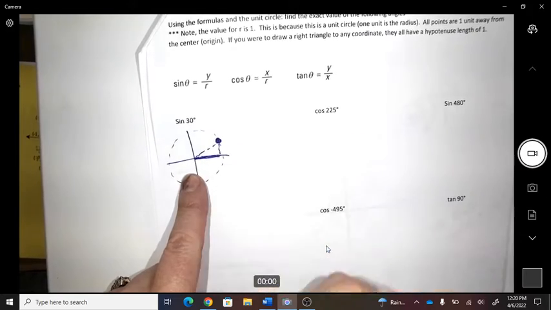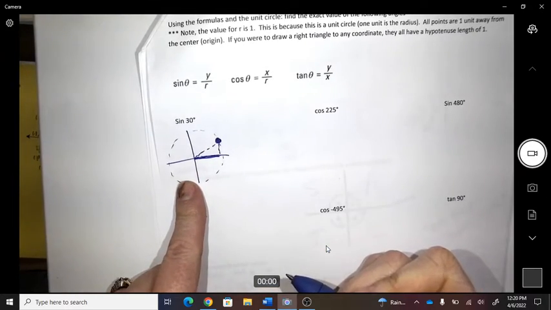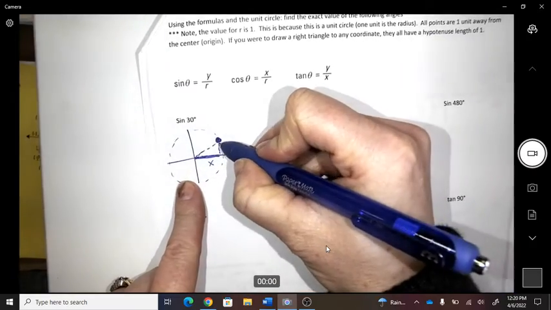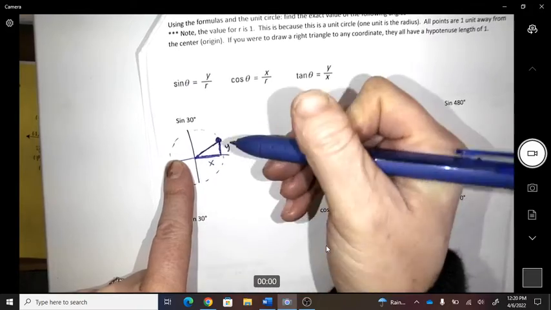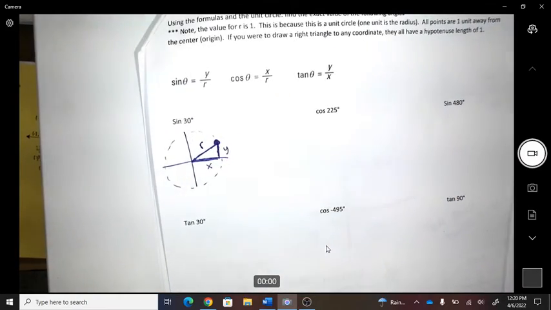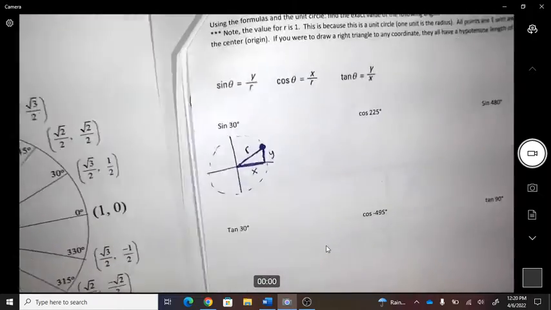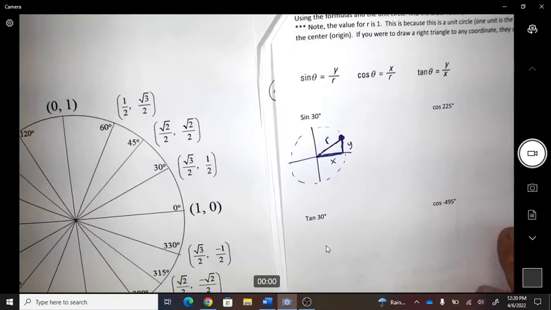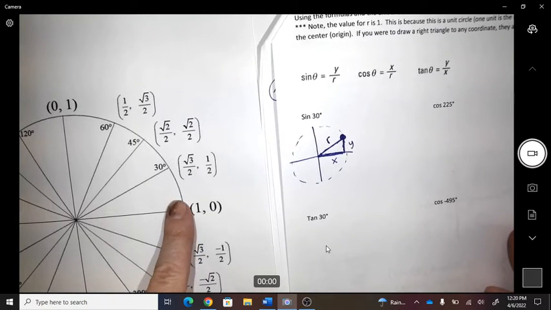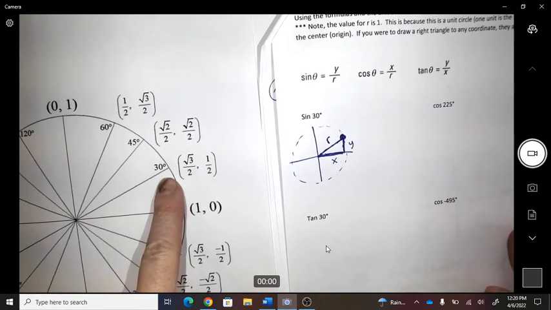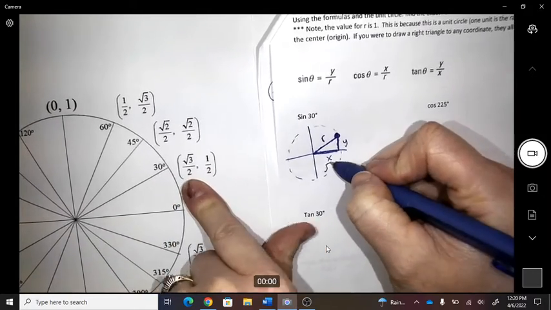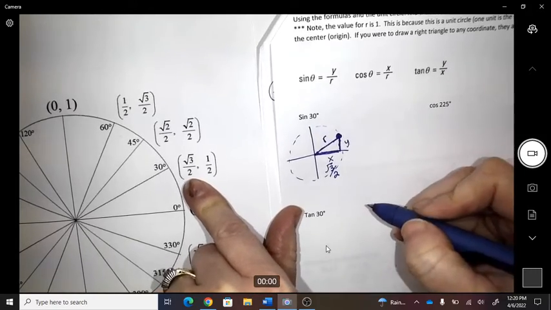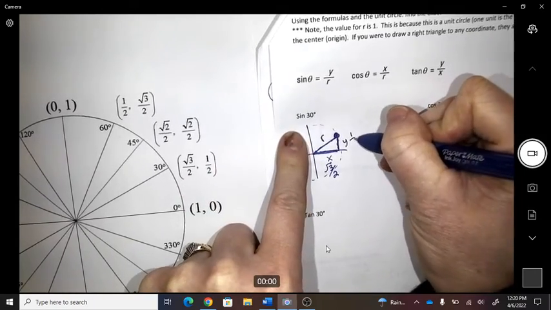This flat side is the what? X. The vertical side, Y. The diagonal side is the R, radius. Okay, now when I look at my unit circle, because you have it in front of you, what is the X length? Which one is the X? This root 3 over 2. What is the Y? 1/2.